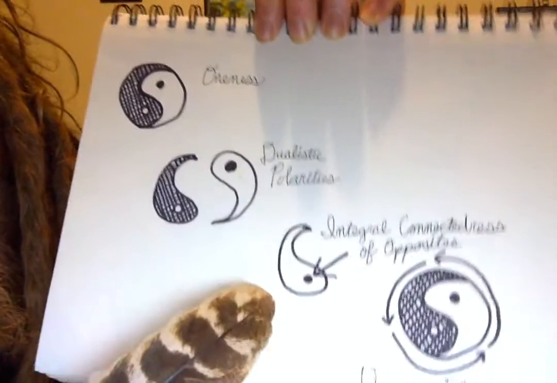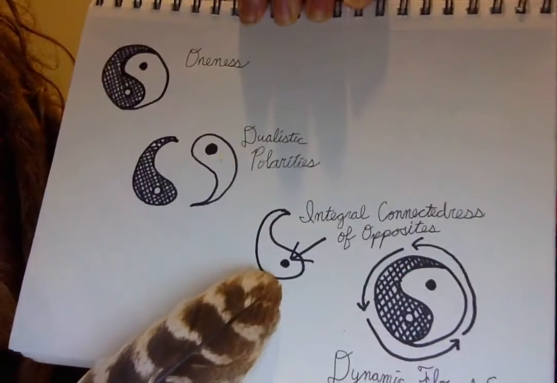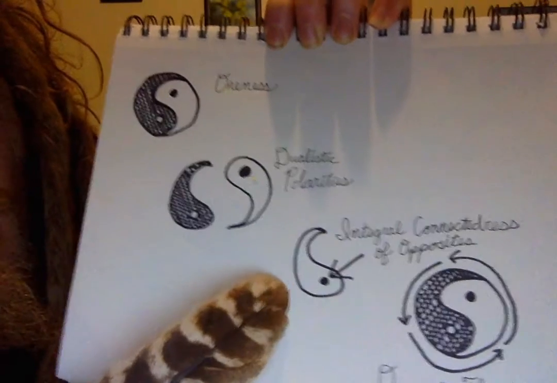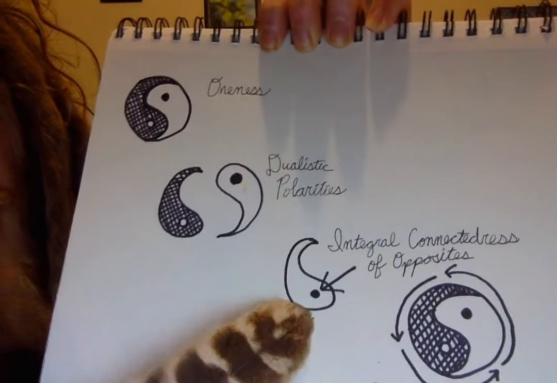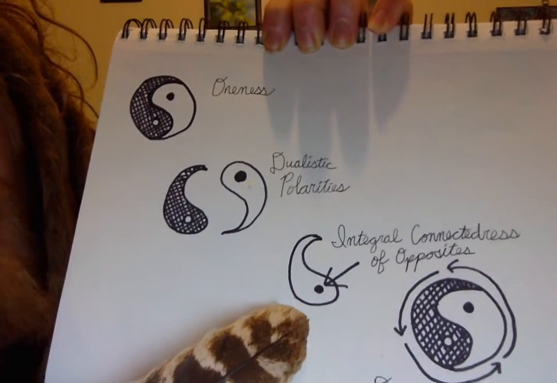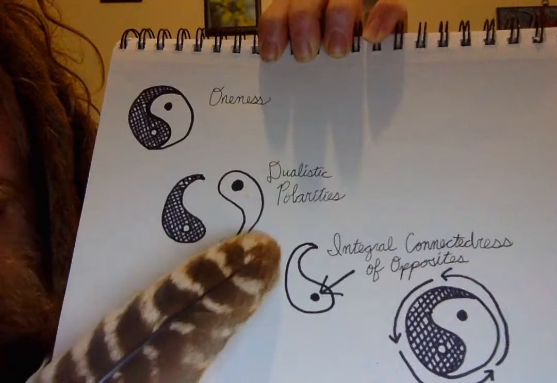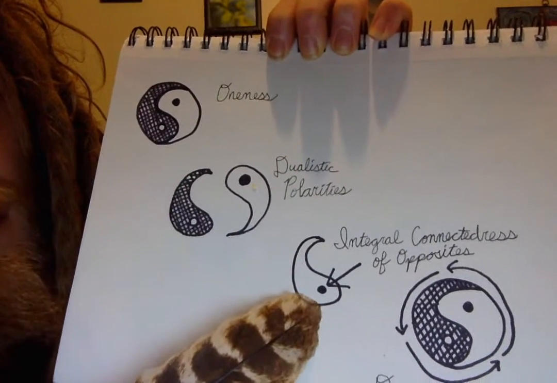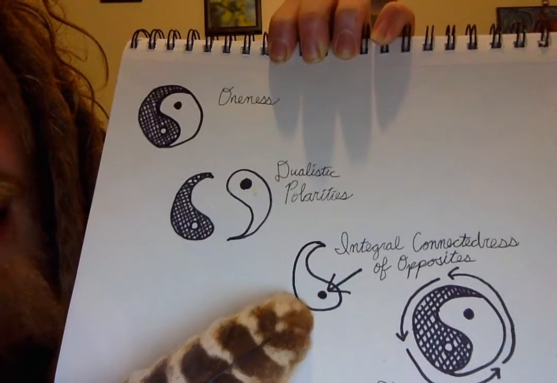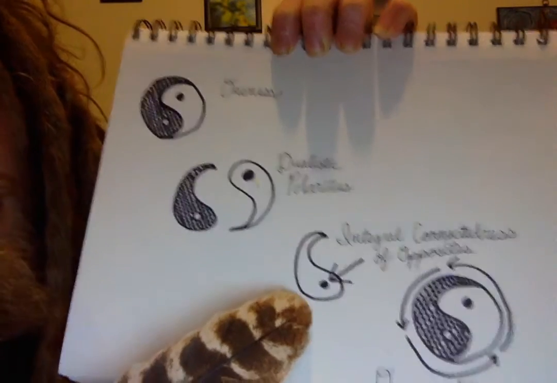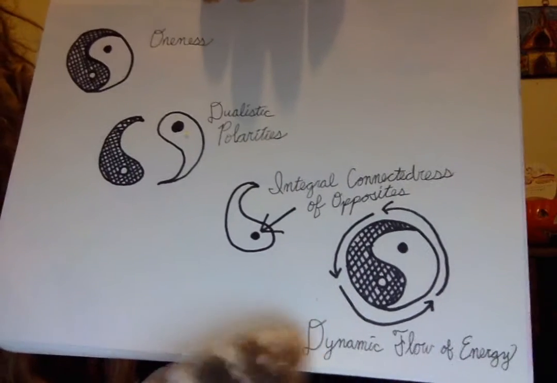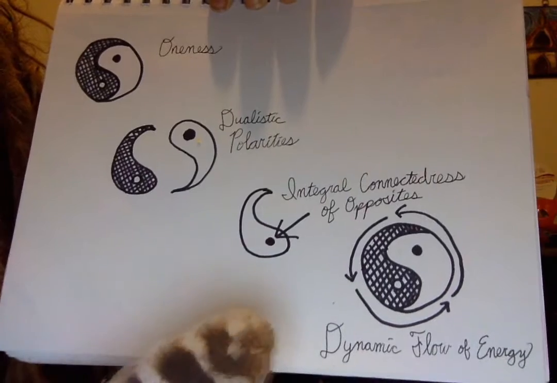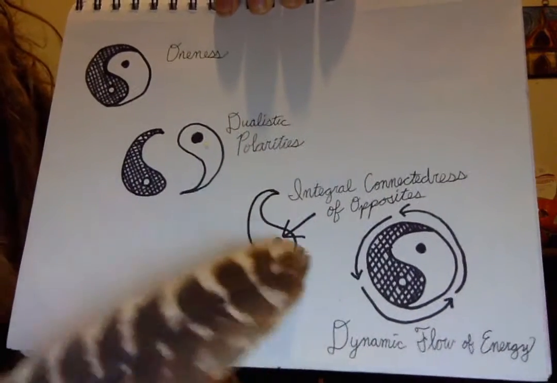If you go to the next level, we're looking at the function of the dot and the composition of each of the halves. The dot represents the integral connectedness of opposites, as well as the fact that the dot occurs on the large side of it. It also shows that the opposites are connected at their peaks. Then going back to the full picture, we can see that it is a diagram of the flow of energy. It shows the dynamic flow.